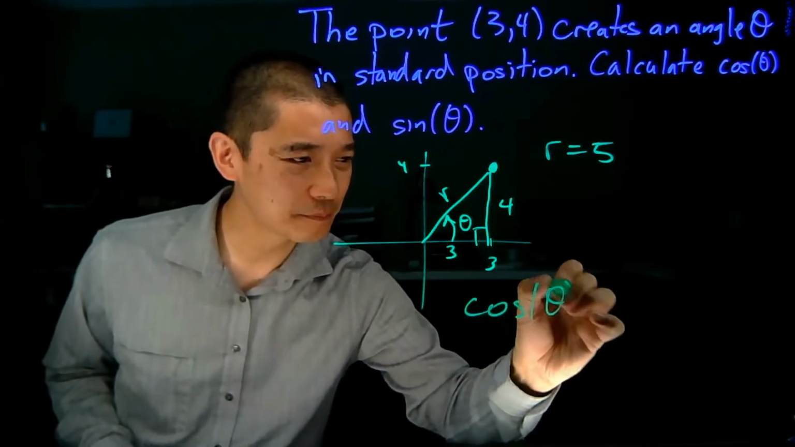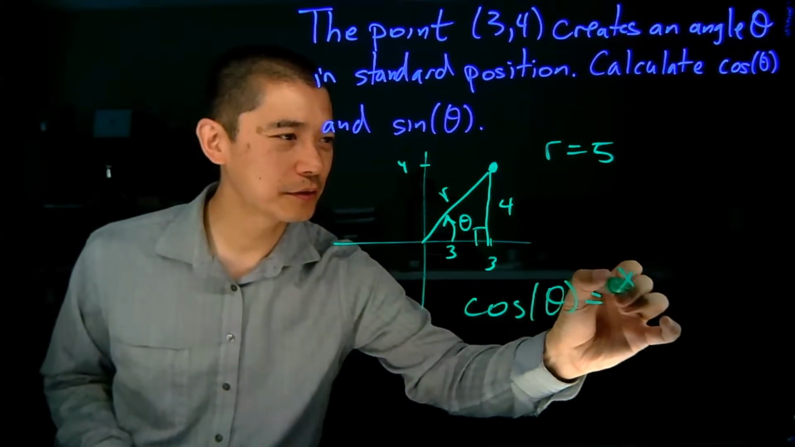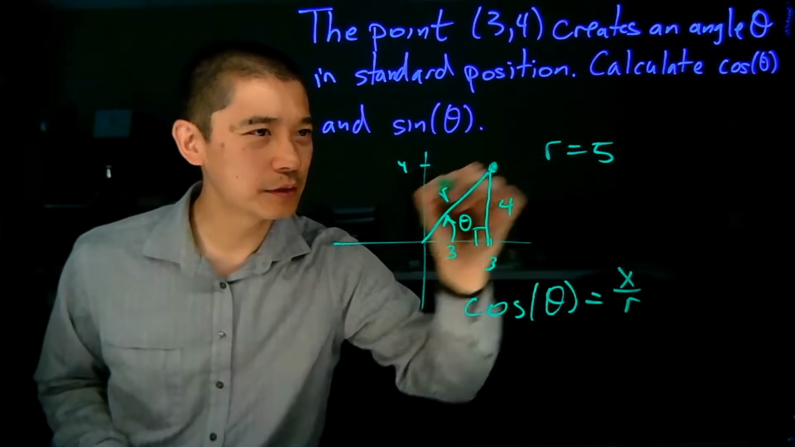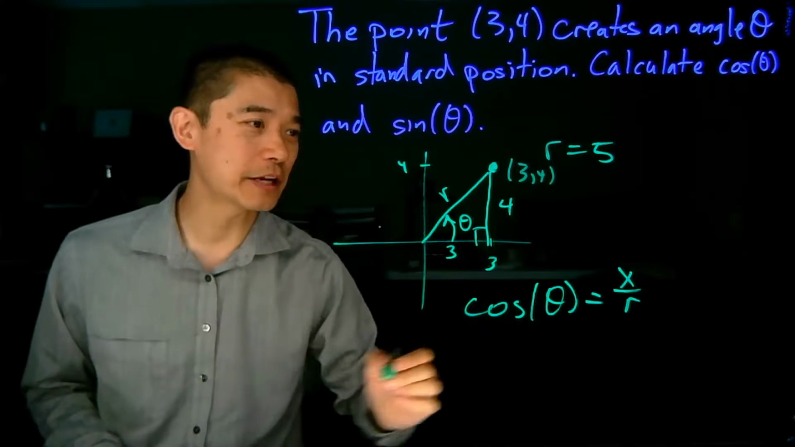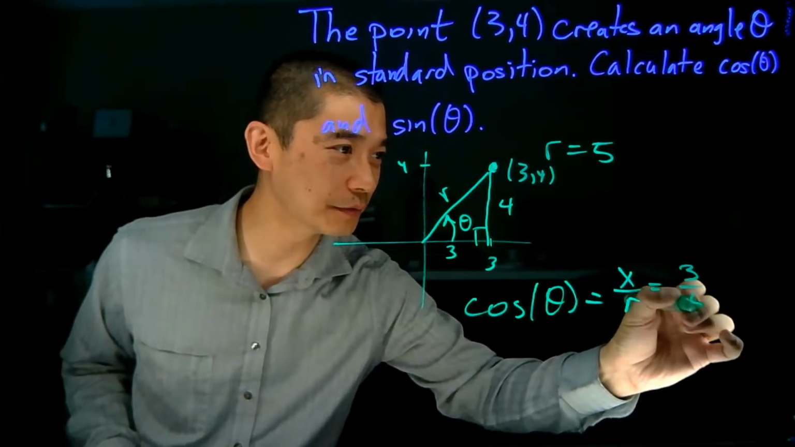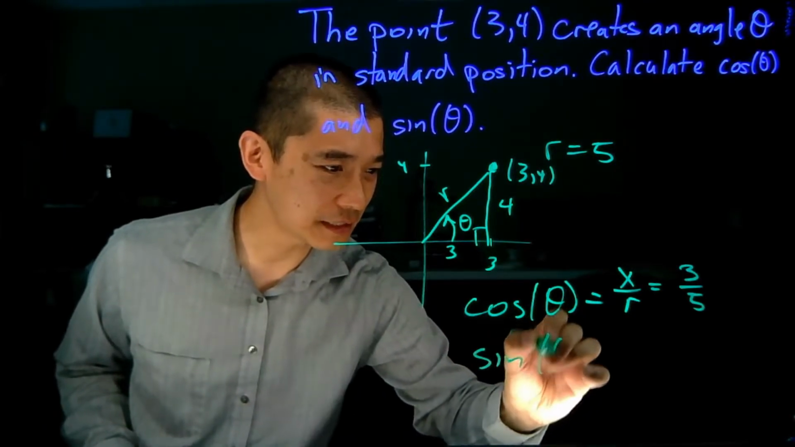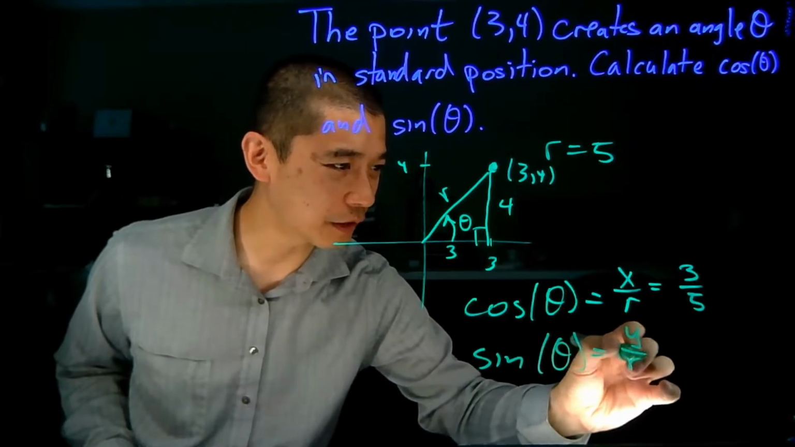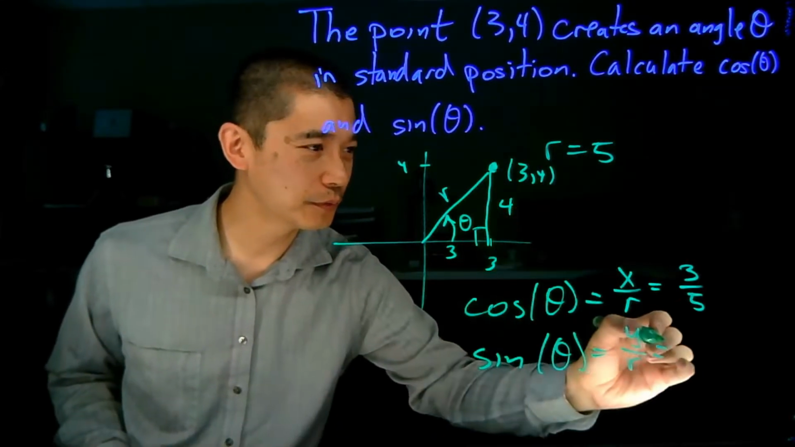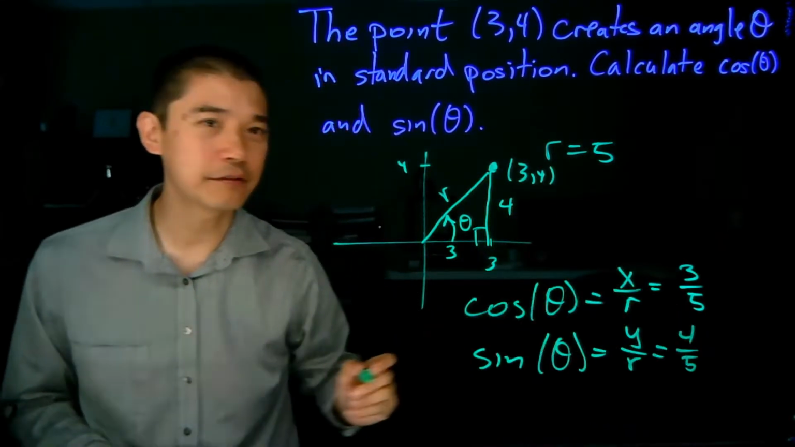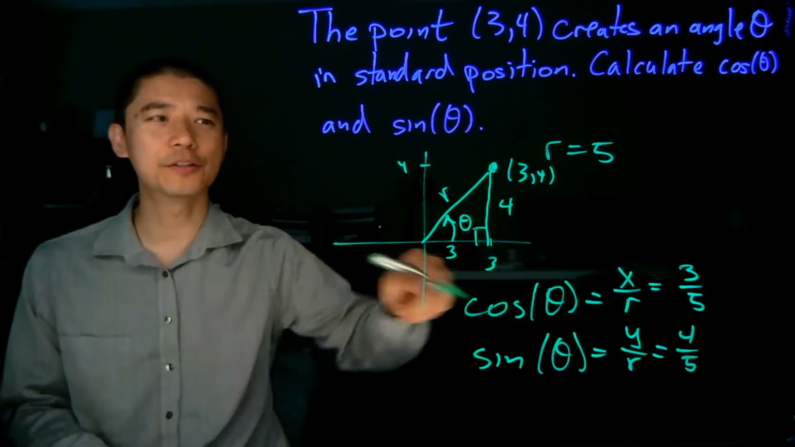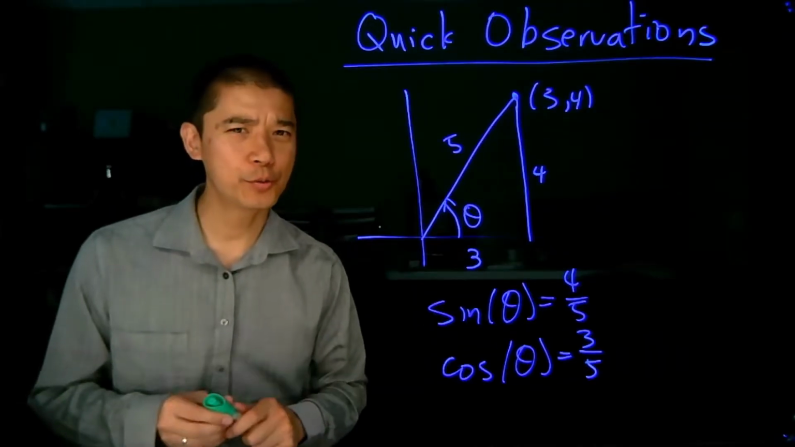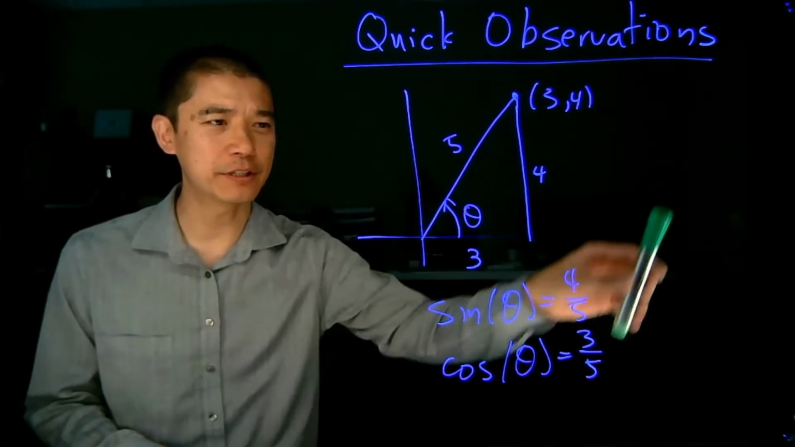Cosine theta is equal to x over r. This x value here is, well, that point was 3, 4, so the x value is 3. This is 3 over 5. And sine theta, which is y over r, is equal to 4 over 5. And that's pretty much all there is to calculating the sine and cosine functions when it's set up in this way. I wanted to make two quick observations about this problem that we just completed right here.